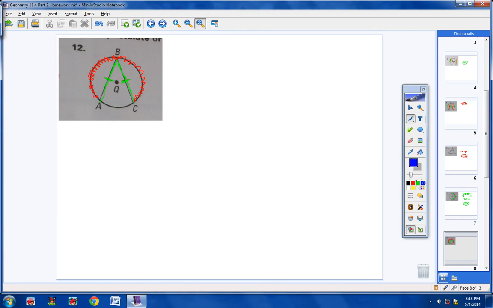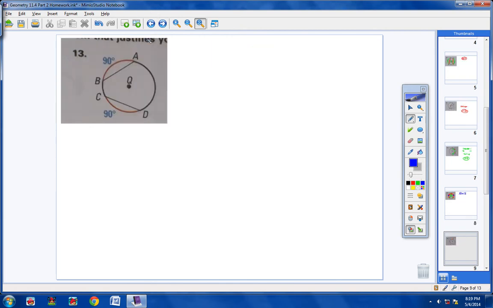Remember what we learned, guys. Whenever two chords are congruent, then their corresponding minor arcs are congruent. So arc AB is congruent to arc CB. Okay? All right, moving on. And of course I didn't really state the theorem, but I did say it to you. If two chords are congruent, their corresponding minor arcs are congruent. All right, now look please at number 13.